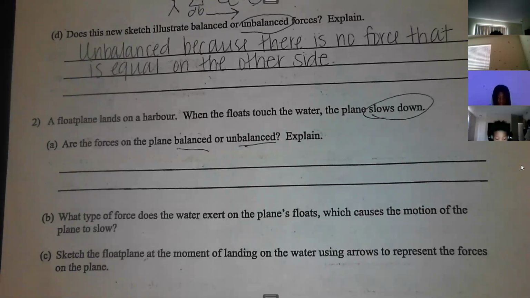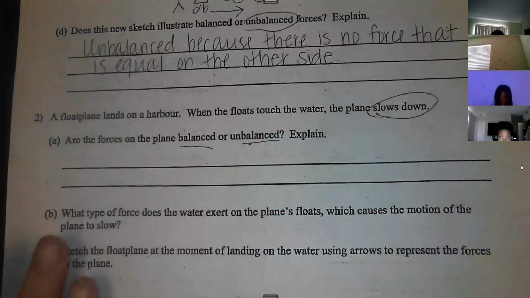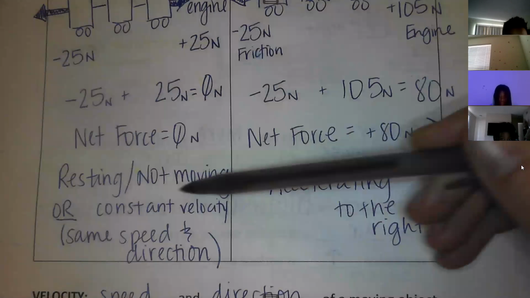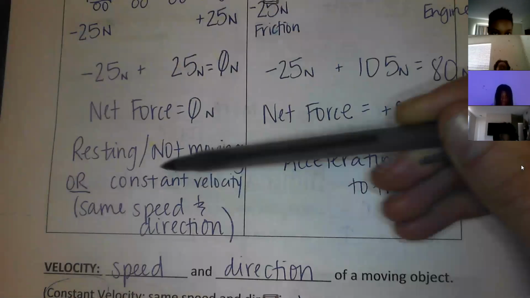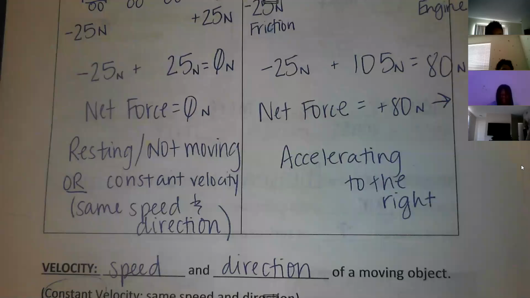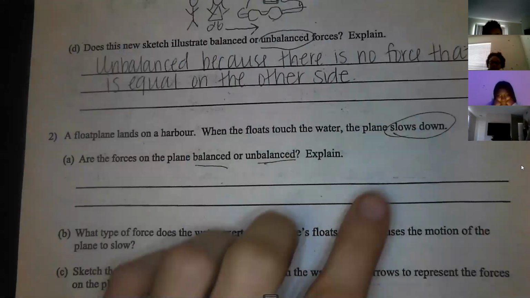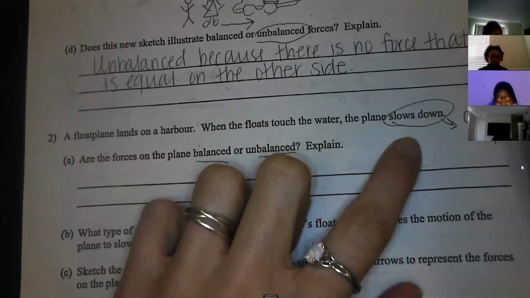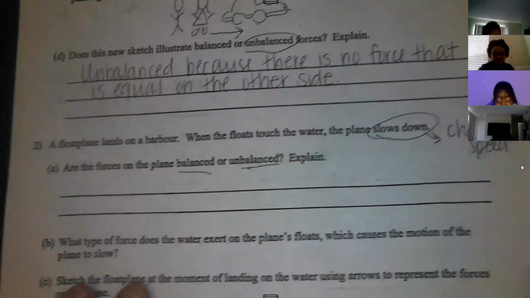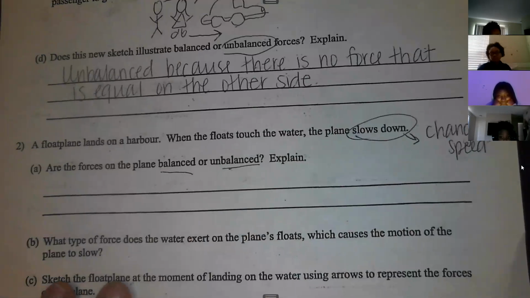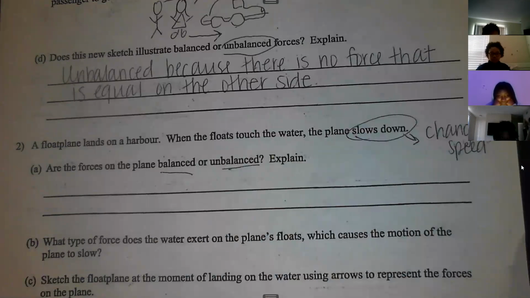Very good. So I know that I'm unbalanced, and I'm just going to reference our notes really quick. If I'm balanced, I'm either resting or not moving, right? Or I'm moving at a constant velocity. That means the same speed and direction. According to this example, I'm slowing down, which means I am changing speed, correct? In this case, I'm decelerating. We also know that acceleration is when I change my speed or my direction.